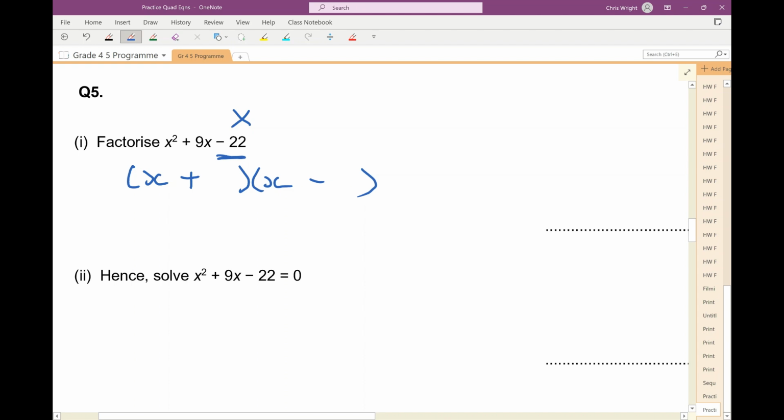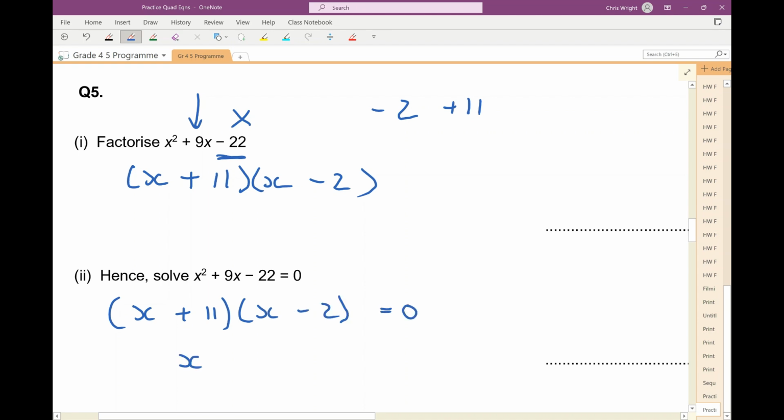Minus 22. Well, that could be 2 and 11. And which one do I want to be positive and which one do I want to be negative? So I end up with plus 9x. Well, plus the 11 and minus the 2. And so in part 2, I'm going to have x plus 11 times x minus 2 equals 0. So what values of x will make the left-hand side equal 0?